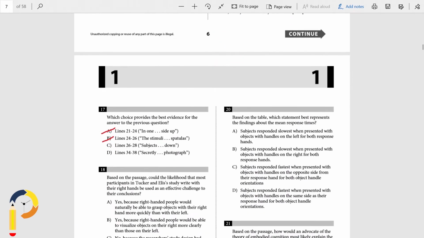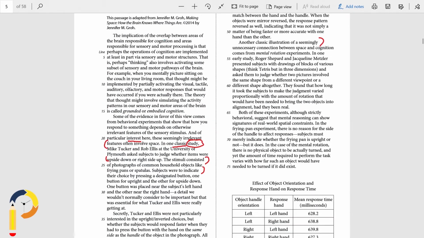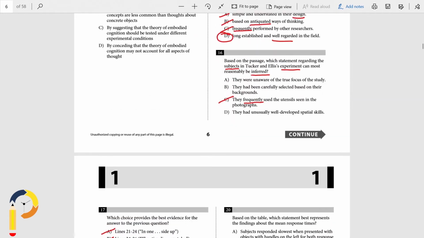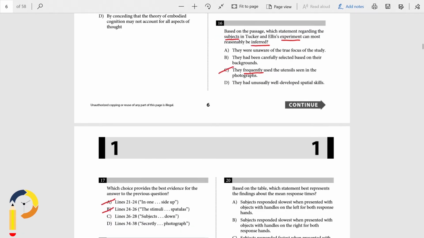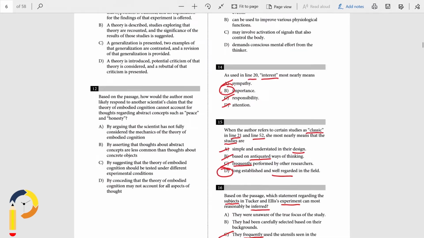Moving on. Oh, we have to read 26 to 28 now. 26 to 28. Subjects were to indicate their choice by pressing a designated button, one button for upright and the other for upside down. Okay. Again, does not really match any of the answer choices. Then we are left with 34 to 38.